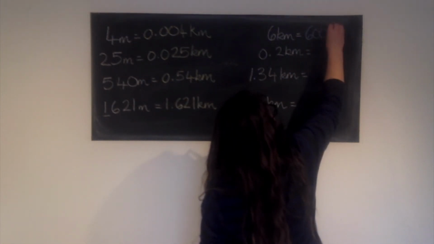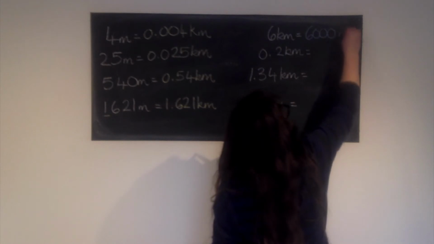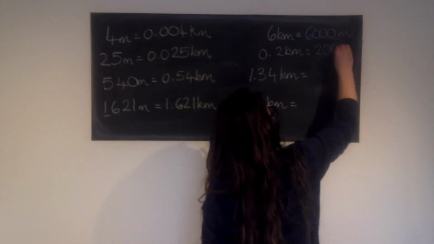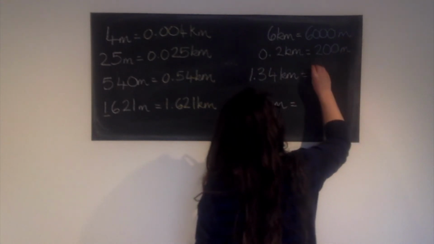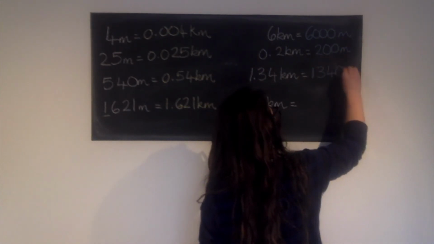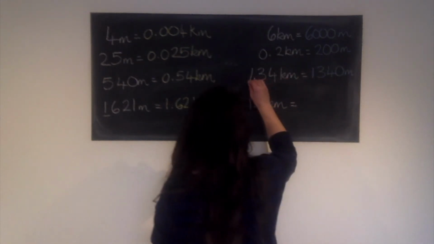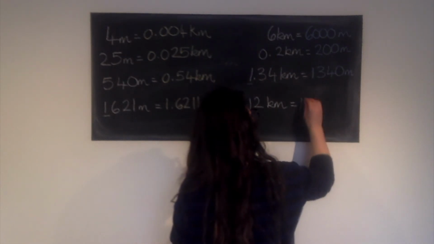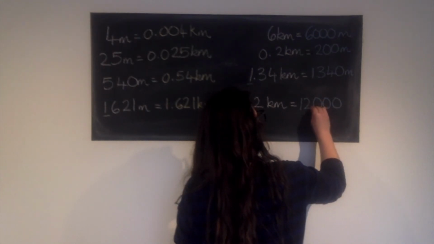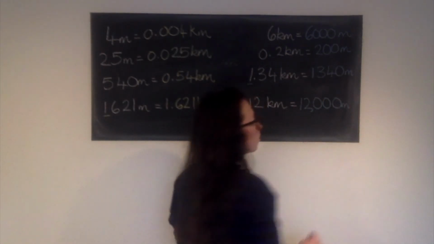Now for the other way around, so we're doing kilometres to metres, so we need to multiply by 1,000. So 6 kilometres is 6,000 metres. 2/10 of a kilometre is 200 metres. 1.34, so again there's 1 whole, so we know that's 1,000 metres, and then 340 metres as well, so 1,340, and then 12 kilometres is 12,000 metres. Well done if you got those.